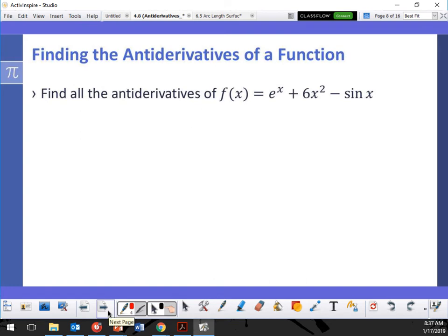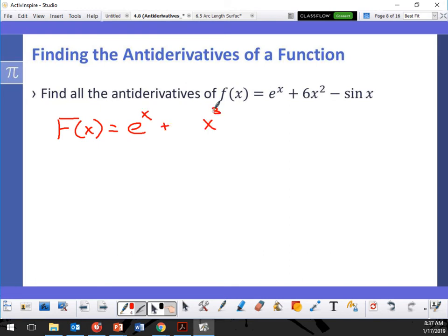So let's start with capital F of x is equal to, hey, you guys, what is the derivative of e to the x? E to the x. So my answer for the antiderivative of e to the x would be e to the x. Plus what? Plus 2x to the third power? Wait, is it 2 or 3? It's going to be x to the third, right?